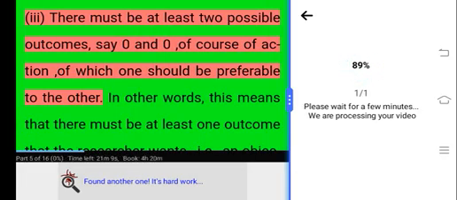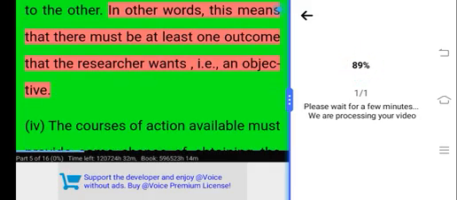III. There must be at least two possible outcomes, say O1 and O2, of the course of action, of which one should be preferable to the other. In other words, this means that there must be at least one outcome that the researcher wants, i.e., an objective.